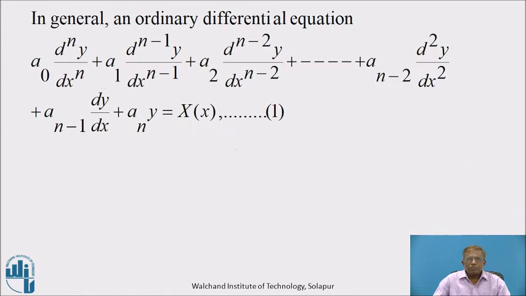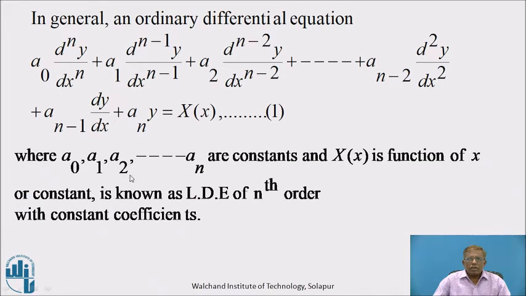In general, an ordinary differential equation a0 d raised to n y by dx raised to n plus a1 d raised to n minus 1 y by dx raised to n minus 1 plus a2 d raised to n minus 2 y by dx raised to n minus 2 plus and so on plus a(n-2) d square y by dx square plus a(n-1) dy by dx plus an into y equal to X of x, denoted by 1, where a0, a1, a2, and so on up to an are constant coefficients and X of x is a function of x or may be constant, is known as linear differential equation of nth order with constant coefficients.